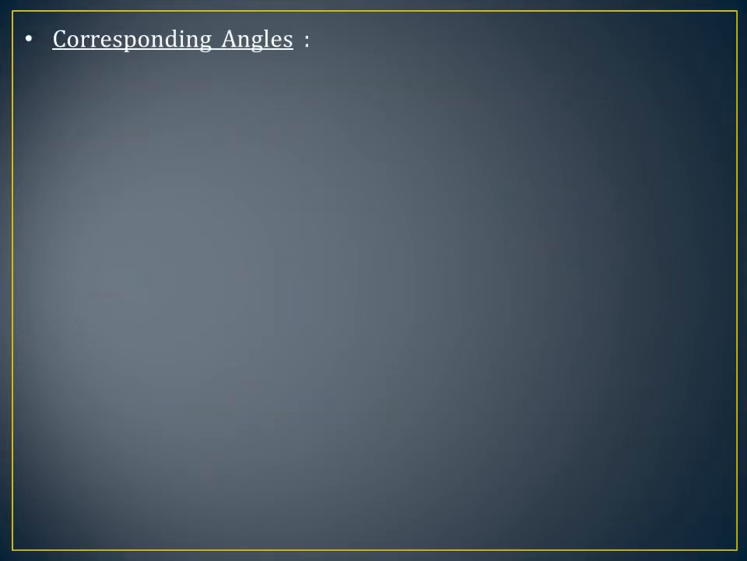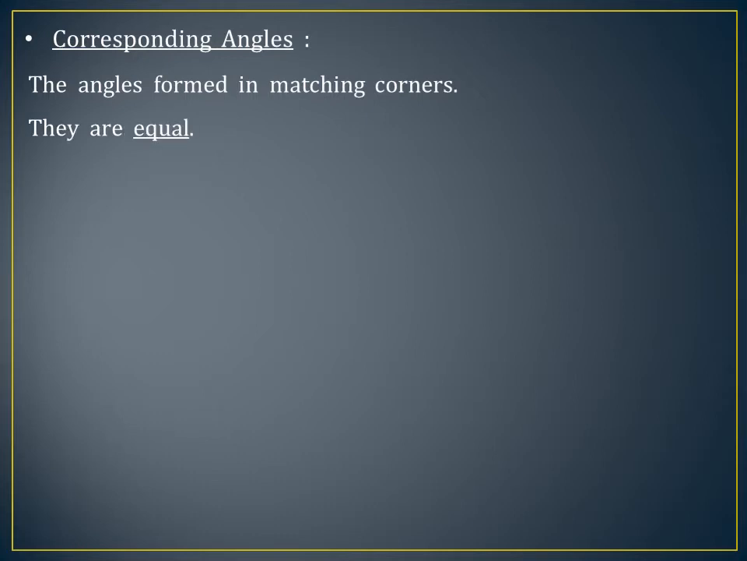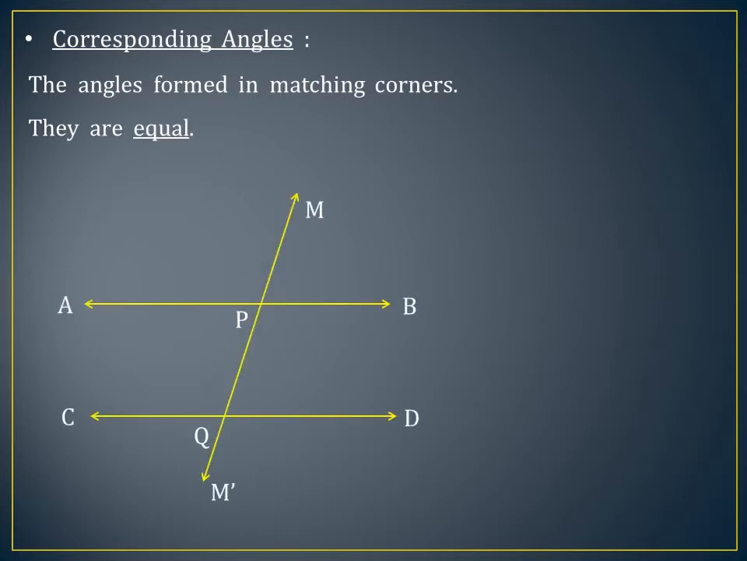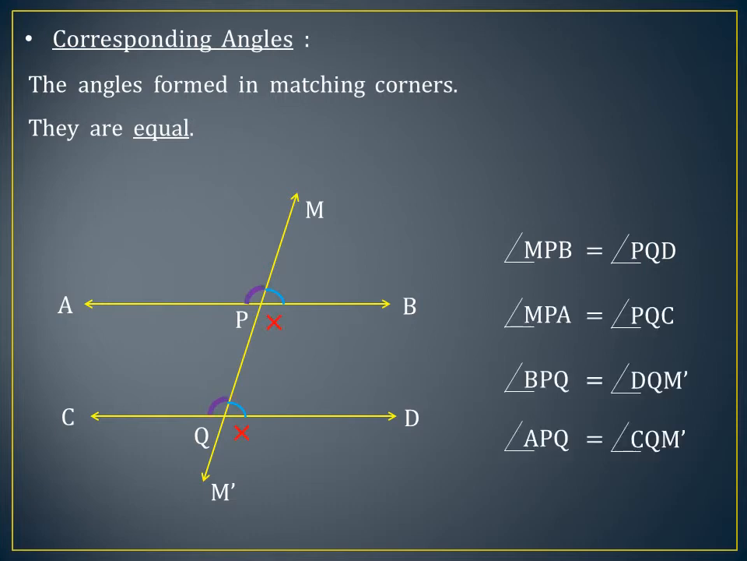Let's now understand what are corresponding angles. These angles are formed one below the other at the exact same position, or at the matching corner. Their property is that two angles which form corresponding angles have equal measures. So for example we have angle MPB and PQM because they are at the same corners. Same way angle MPA and PQC, and BPQ and angle DQM dash.